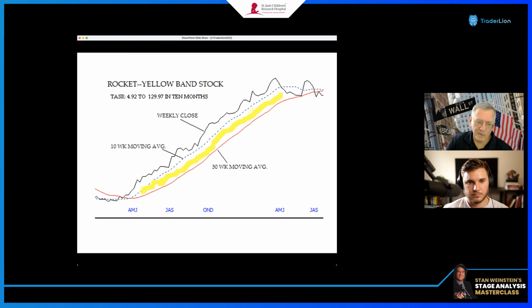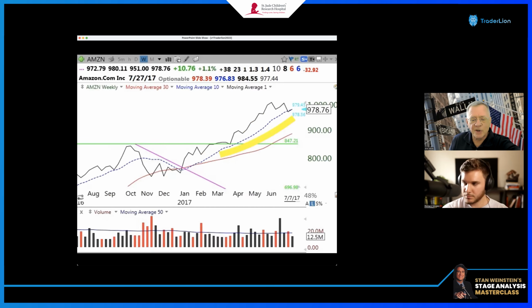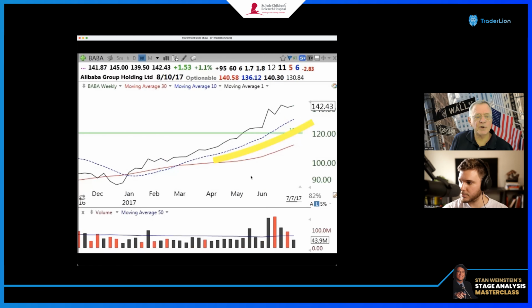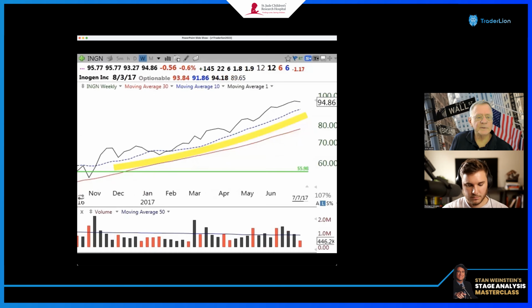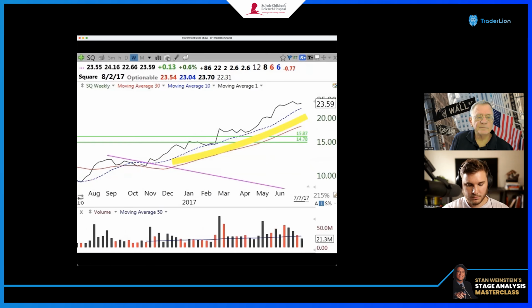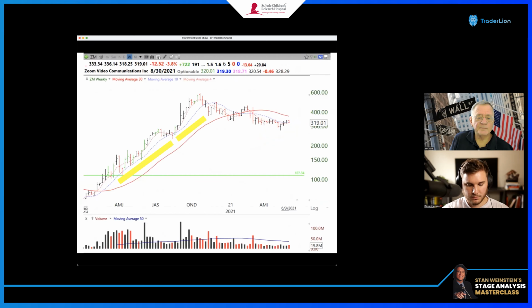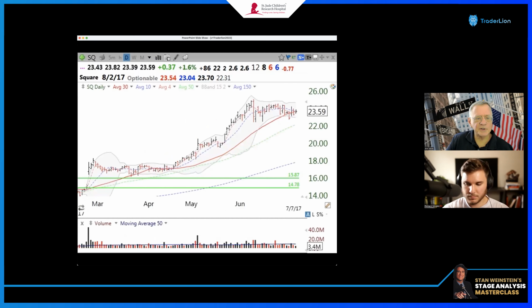So here, I told you about yellow band stocks, and I said this is the pattern of growth stocks. And I showed you Amazon. This was what it looked like. Again, this is a Green Line Breakout, by the way. And I showed you Baba and Inogen and Square. Oh, by the way, I wanted to show you this chart. You see this? Here's your Green Line Breakout on Square. Look at the huge volume.